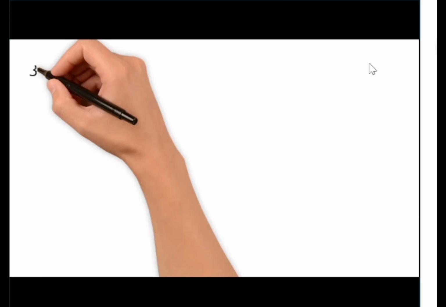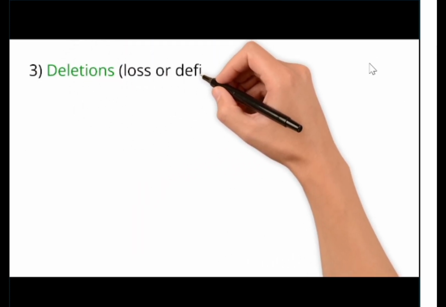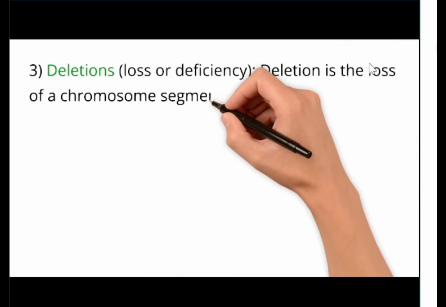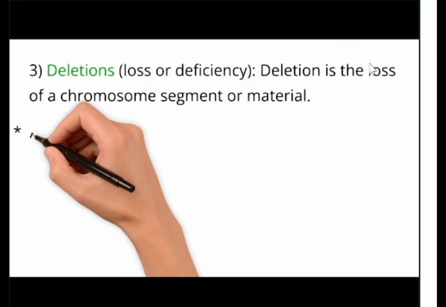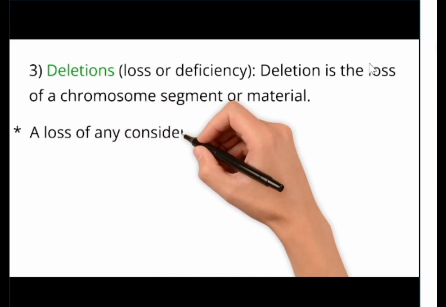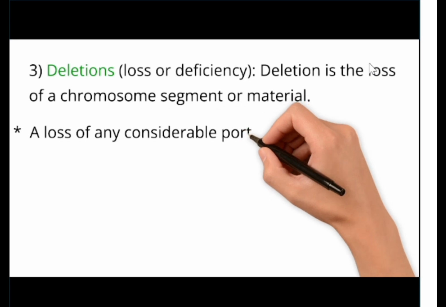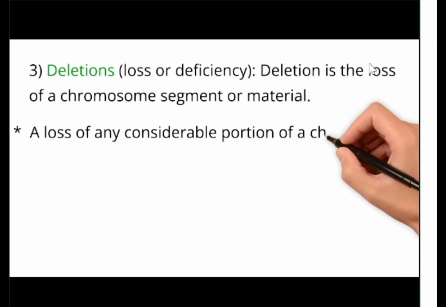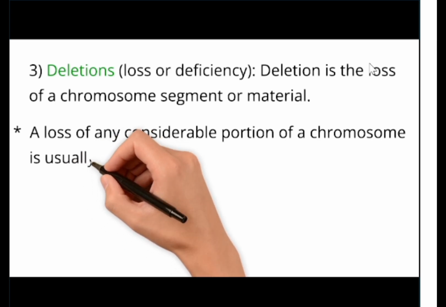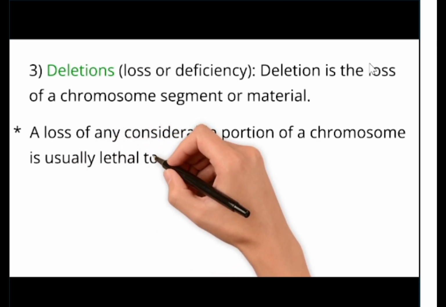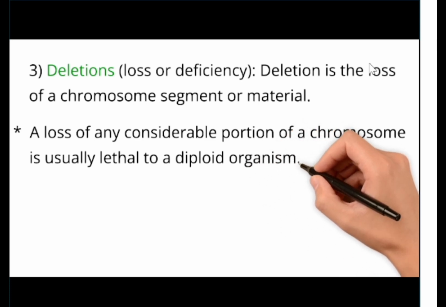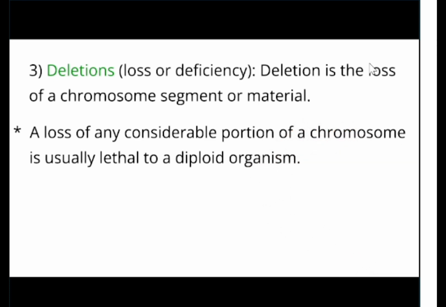Deletion, also called loss or deficiency, is the loss of chromosome segments or material. So when a portion of chromosome is lost and it's not replaced, that's a deletion. All right. So there are striking facts about deletion. First one is loss of any considerable portion of a chromosome is usually lethal to a diploid organism. When we say it's lethal, it means that it can cause the death of the organism that is bearing it.